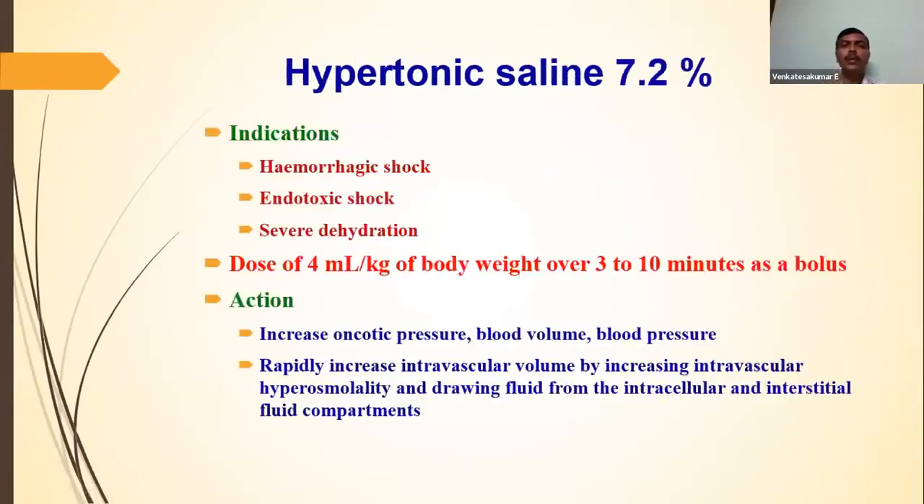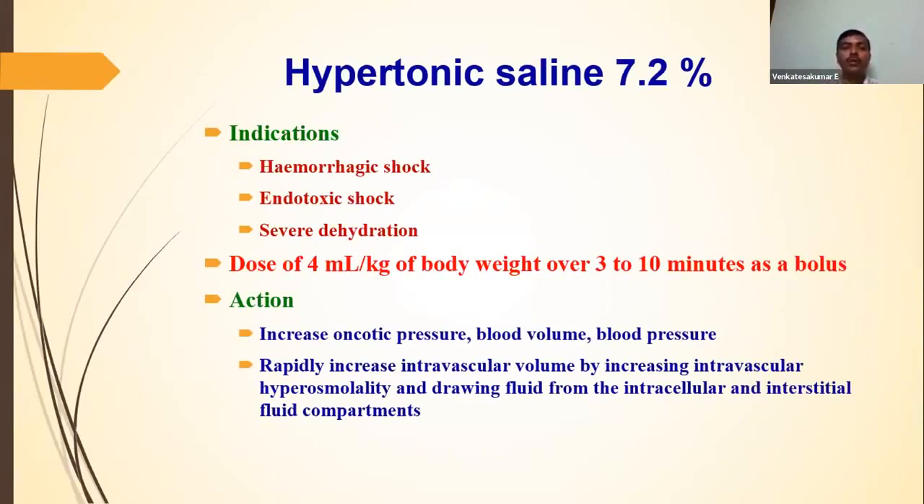Already I discussed the hypertonic saline resuscitation. That is useful for hemorrhagic shock, loss of a large volume of blood, endotoxemic shock, and severe dehydration, even when there is no improvement in hydration status after giving some fluid therapy. For that, we need to use hypertonic saline. It has some advantages. The dose rate is 4 ml per kg body weight over a period of 3 to 10 minutes. You have to give it aggressively, intravascularly.